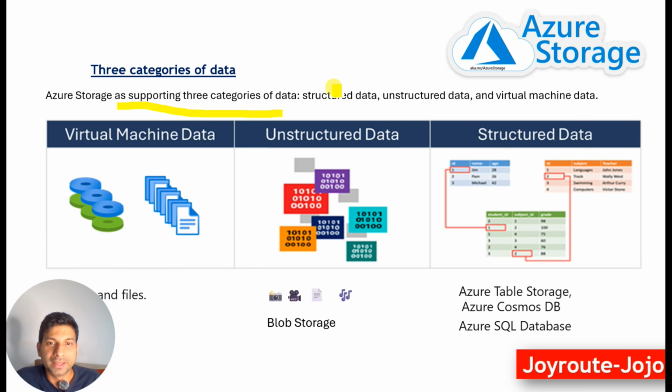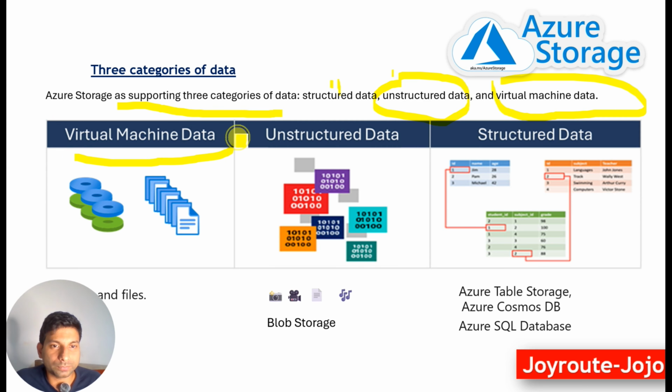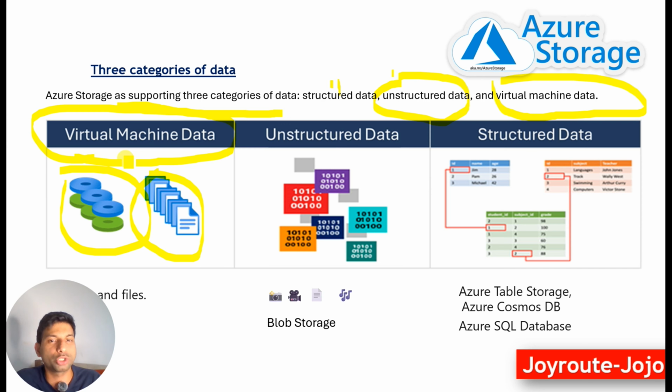One is structured data, the other is unstructured data, and the third is virtual machine data. Through this picture, let's try to understand that. First is virtual machine data, which is when we create a virtual machine. In that virtual machine we have a disk and files. We can store the data in the disk or in the files. So this is called virtual machine data.